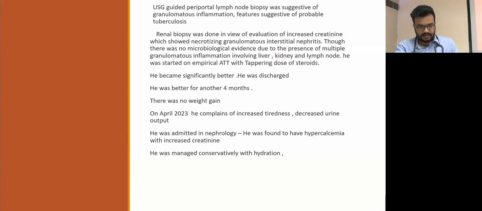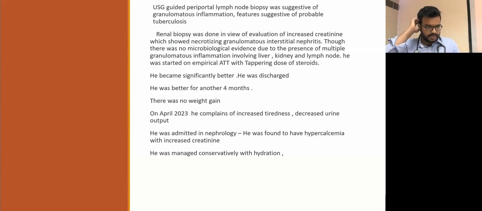There was multi-organ involvement, including liver, kidney, and lymph nodes. So he was empirically started on ATT with a tapering dose of steroid. After starting ATT and steroid, he became symptomatically better, and he got discharged. He was well for another 3 to 4 months. During this period there was no worsening of condition, but there was no weight gain noted.